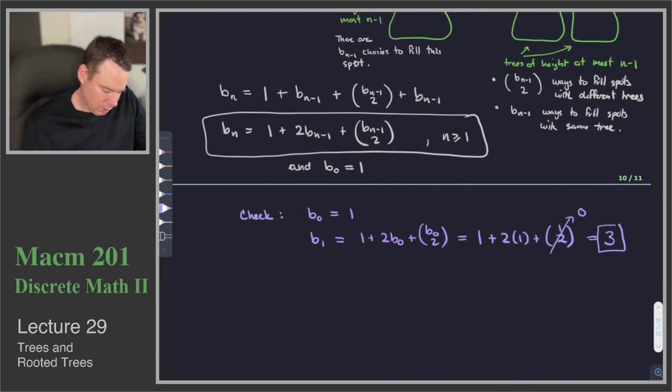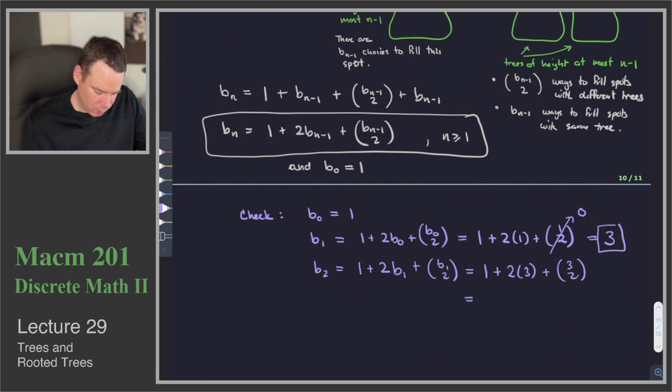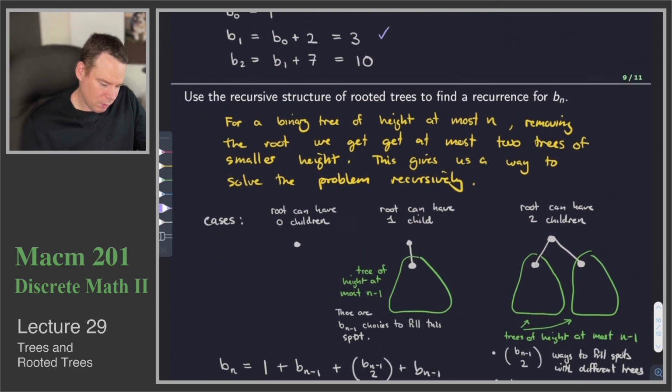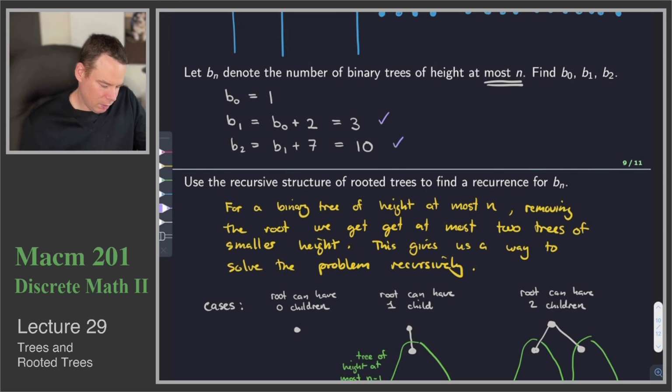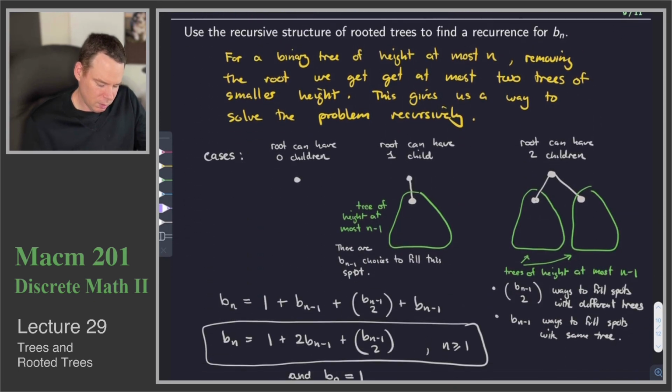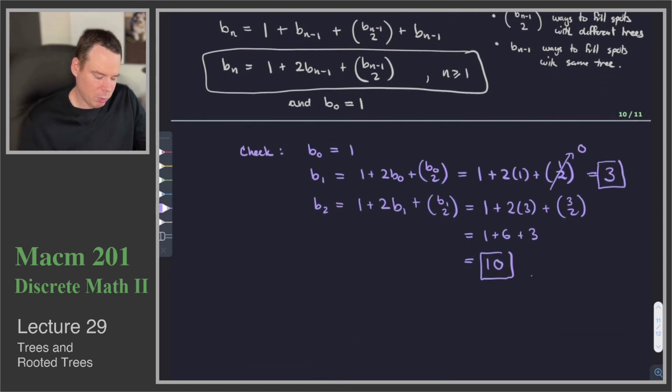Now let's go ahead and work out the next value. What about b2? That's 1 plus 2 b1 plus b1 choose 2, which is equal to 1 plus 2 times 3 plus 3 choose 2. Or in other words, 1 plus 6 plus 3, or 10. And that matches the value we found out there by actually listing them. So we're pretty confident at this point that we've come up with our recurrence relation to count the number of binary trees of height at most n.